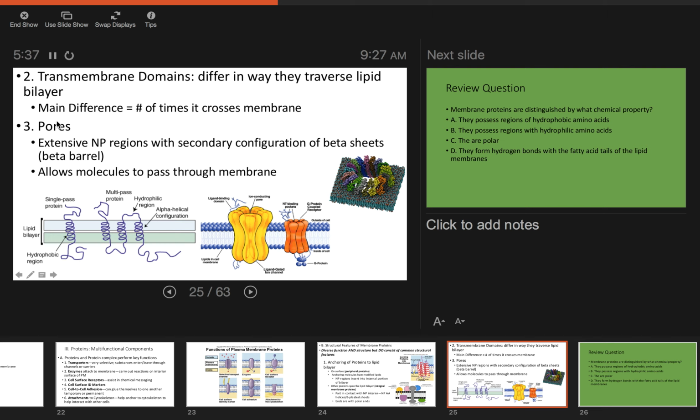And then the final common structural feature we find are pores. Pores made up of beta barrel proteins. As you can see here, a bunch of beta barrels linked together to form this very large complex channel so molecules can travel through.